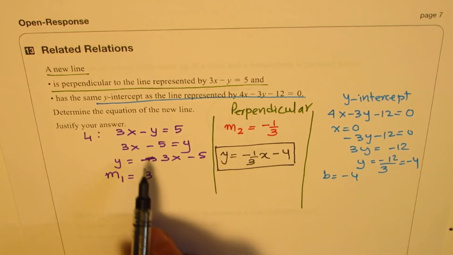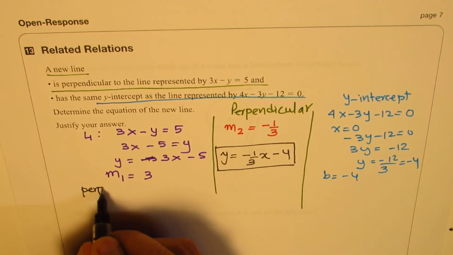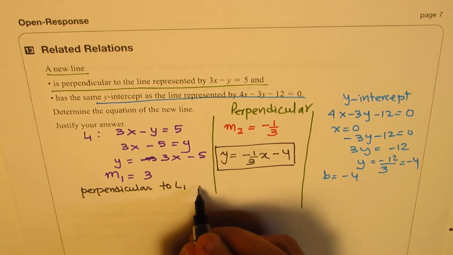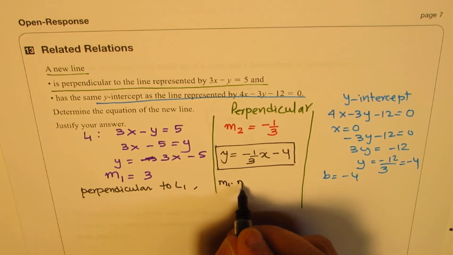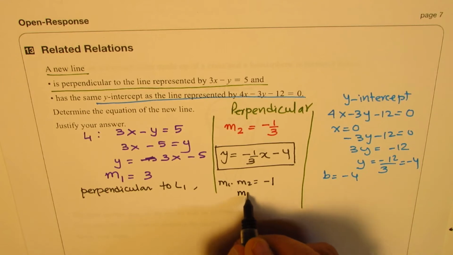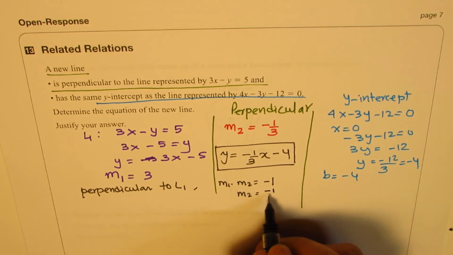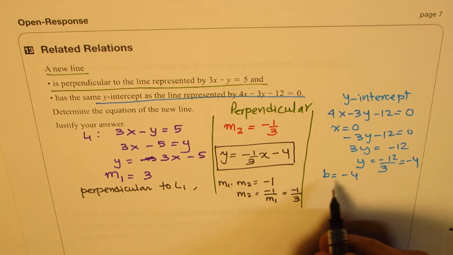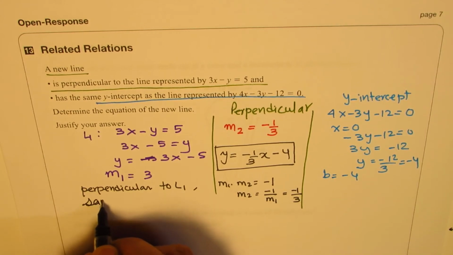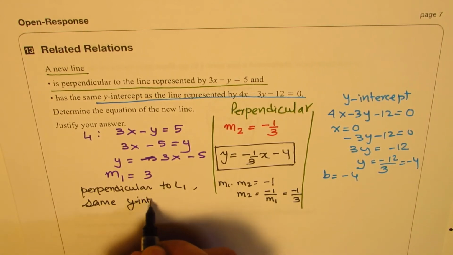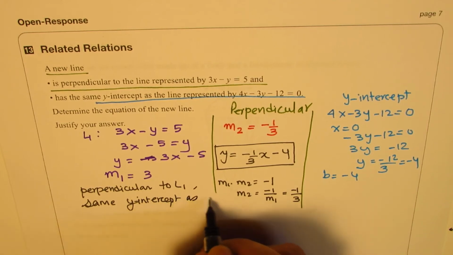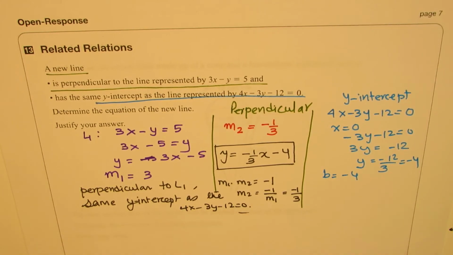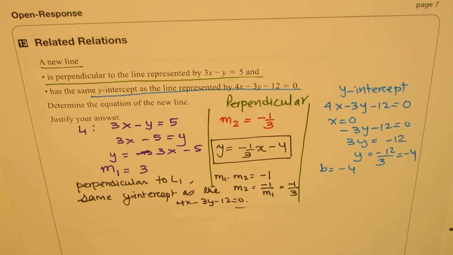Correct? So we have to justify that the line is perpendicular to L1. Therefore, m1 times m2 should be equal to minus 1. So m2 is equal to minus 1 over m1, which is minus 1 over 3, correct? That is the justification. The second thing which you also proved is that it has the same y-intercept as the line 4x minus 3y minus 12 equals 0, right? So these are the reasons why our answer is perfectly fine.